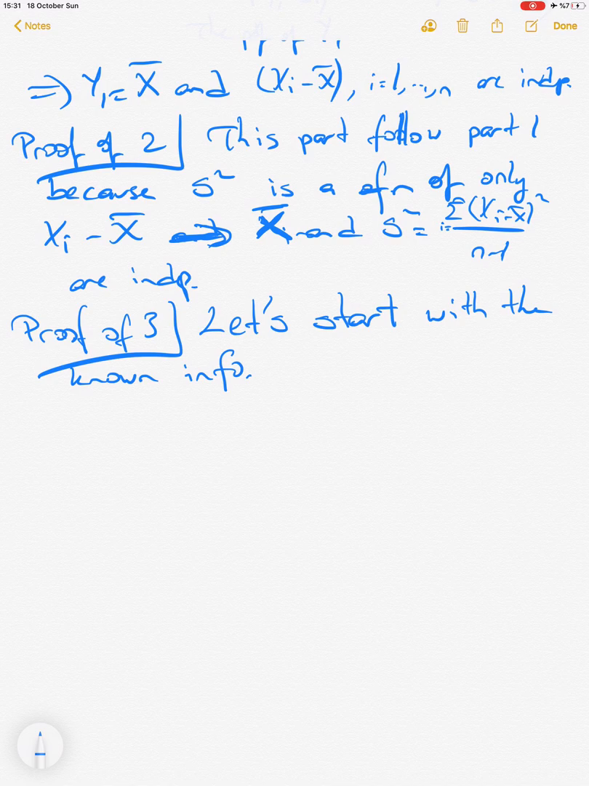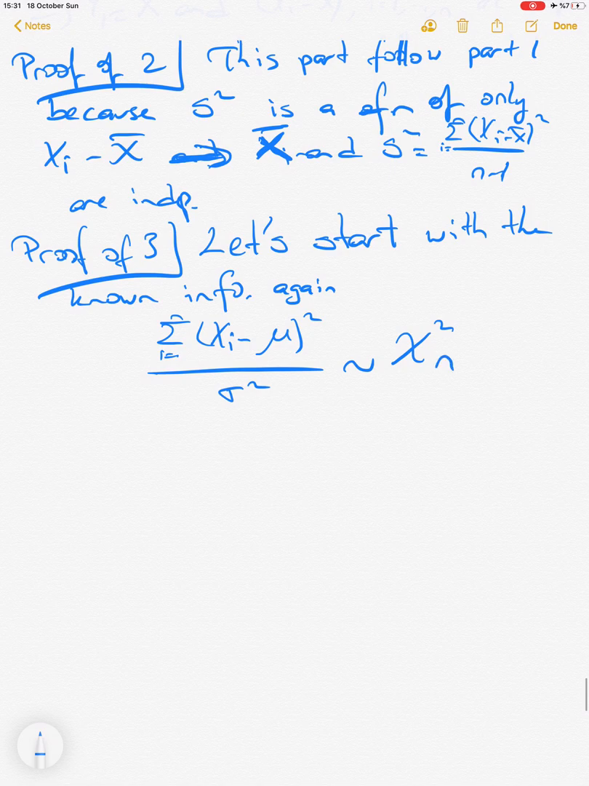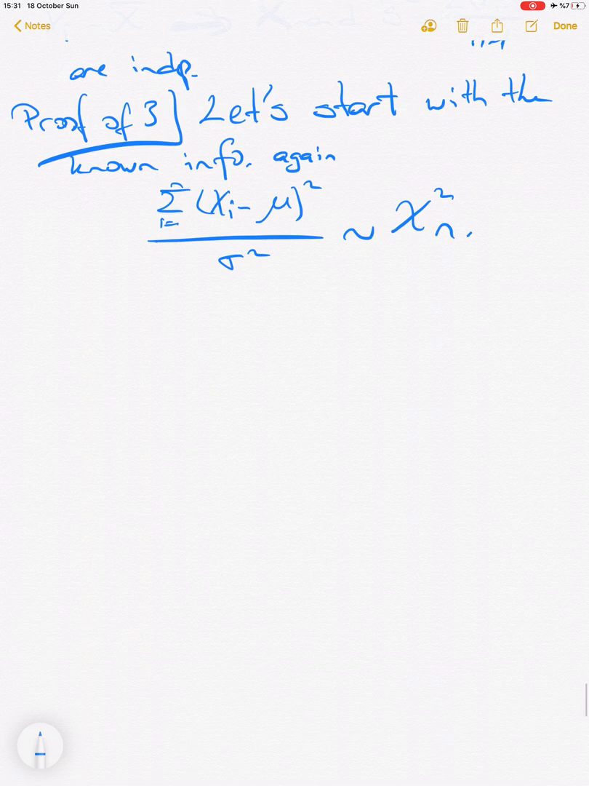related to the variance. Well, so what we know about the variance form, so we know that summation xi minus mu whole square, i from 1 to n, divided by sigma square is distributed as chi square with n degrees of freedom. So we know that. We already proved that.